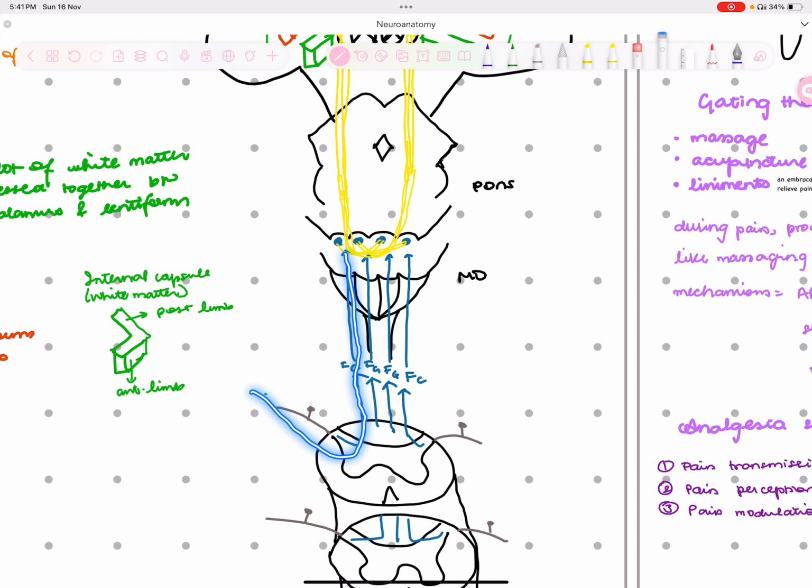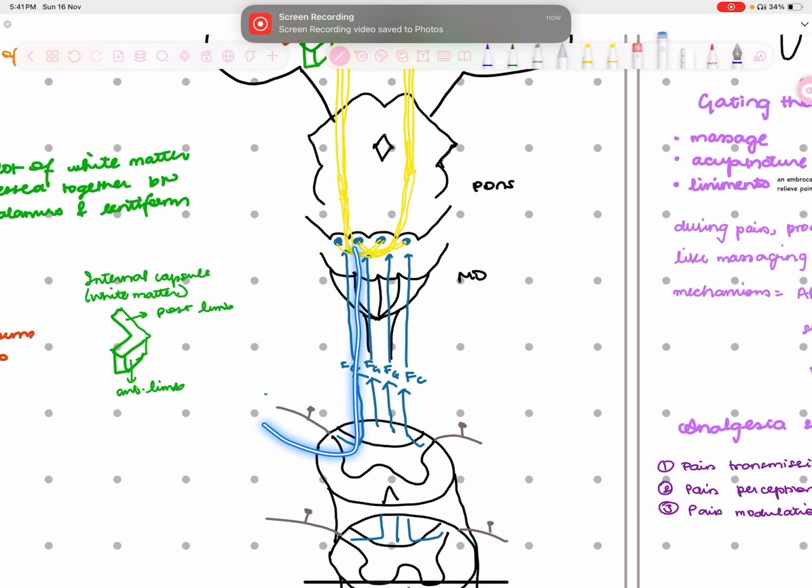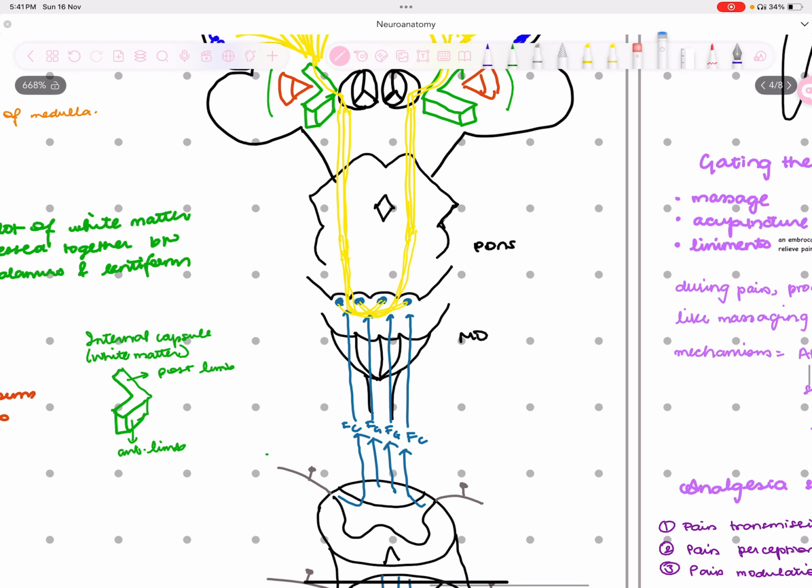A quick recap of the tract. So this is your dorsal ascending pathway, or dorsal column ascending tract, in which the first order neuron terminates at the level of the nucleus cuneatus and nucleus gracilis, right? These are nucleus gracilis and these are nucleus cuneatus on the sides, right? So this is where the first order neuron terminates.